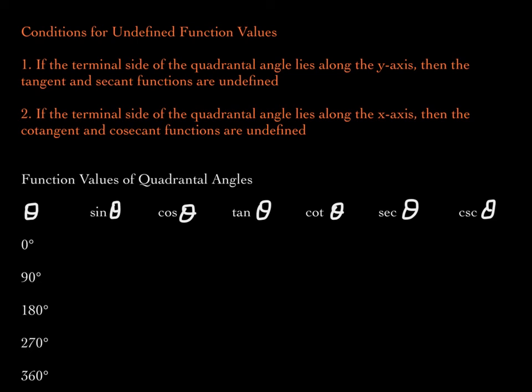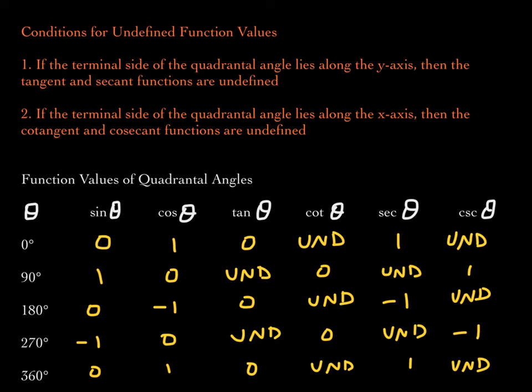So if you allow me to encourage you to choose 1 or -1 on the terminal side, and then you can find the values of the 6 trig functions. We already did this for 90 degrees, and we did it for 180 degrees in the previous example. So you can follow that format for 0 degrees, 270, and 360. By the way, 0 degrees and 360 degrees are coterminal angles, so they're going to have the same function values. So the first row and the last row will be identical.